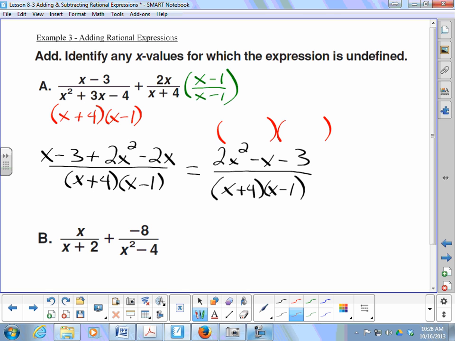Now, let me ask you this. Abby, is x plus 4 a possible factor of the numerator? No, because 4 doesn't go into 3, right? So I don't have to worry about that. Is x minus 1 a possible factor of the numerator? Possibly, right? So I'm going to write in x minus 1 as one of my factors.